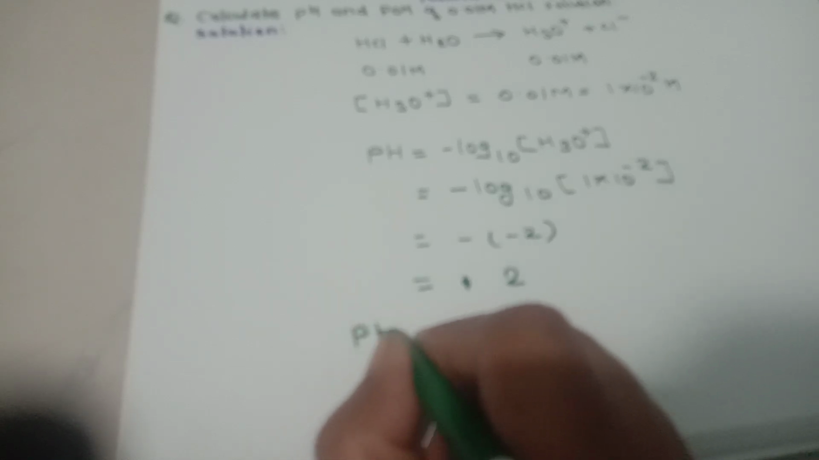Okay, as we know the relation between the pH and pOH, pH plus pOH is equal to 14. Therefore pOH is equal to 14 minus pH is equal to 14 minus 2 is equal to 12. Okay, in this way the value of pH is equal to 2 and value of pOH is equal to 12. Okay, thank you student.